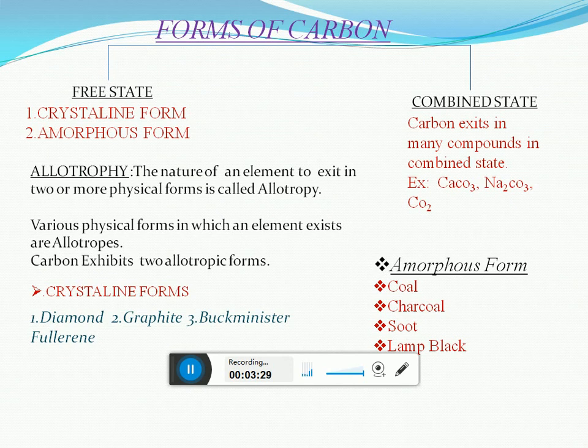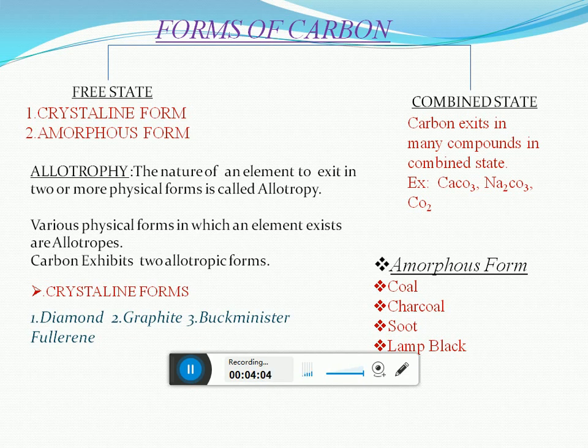Different forms of carbon. Carbon exists in free state as well as combined state. In free state as an element, it exists in crystalline form, and the second one is amorphous form. Crystalline forms will have definite geometrical shape, whereas amorphous forms, they don't have any geometrical shape.